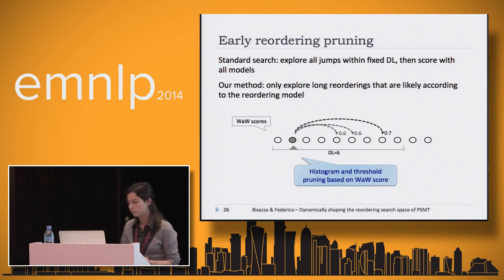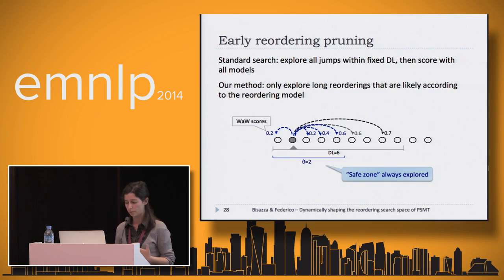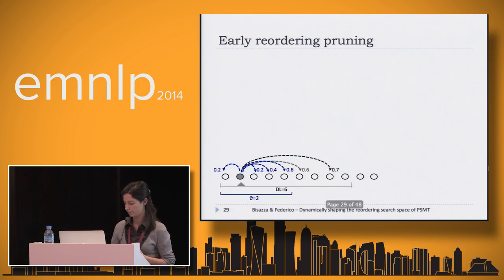But then we also note that this might be risky, because we may want to make sure that at least a window of local reordering around the current position is always explored. So we do this by introducing another parameter, which defines a kind of safe zone where we always proceed with reordering. We can decide that everything that lies within a distortion limit of 2 is always explored, and only the longer reorderings that are most likely according to the reordering model will be explored.